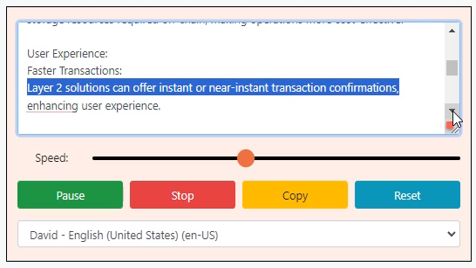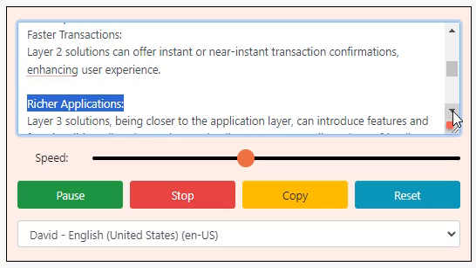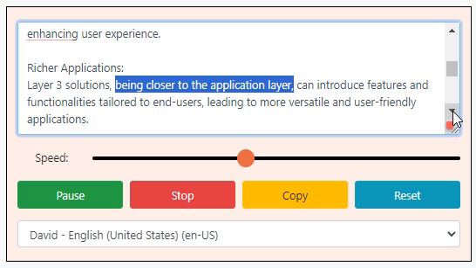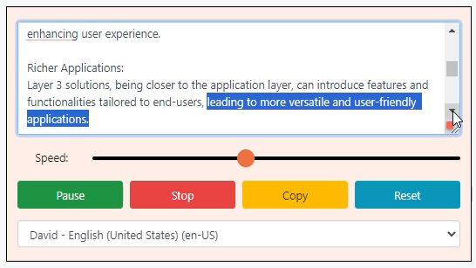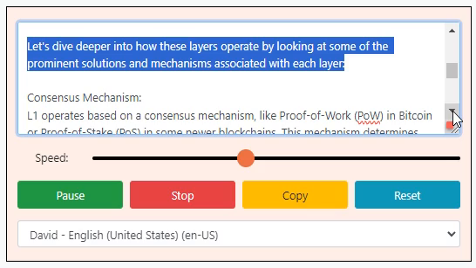Layer 2 solutions can offer instant or near-instant transaction confirmations, enhancing user experience. Richer applications: Layer 3 solutions, being closer to the application layer, can introduce features and functionalities tailored to end users, leading to more versatile and user-friendly applications. Let's dive deeper into how these layers operate by looking at some of the prominent solutions and mechanisms associated with each layer.